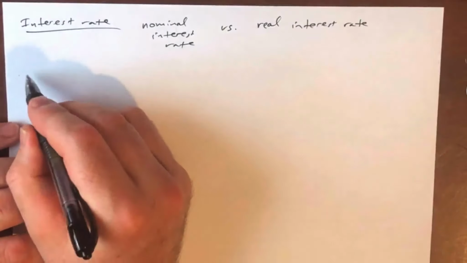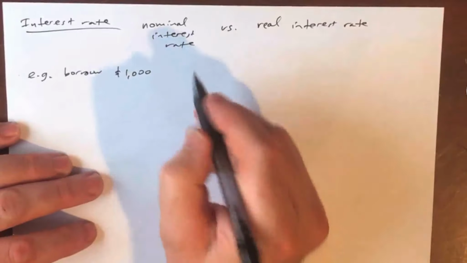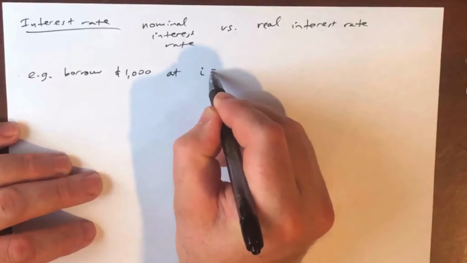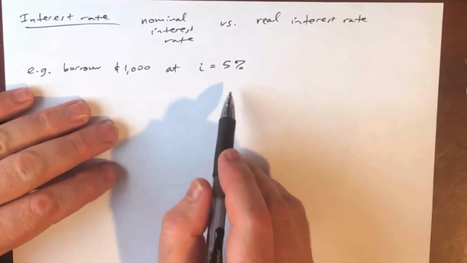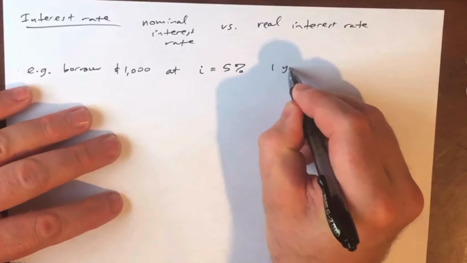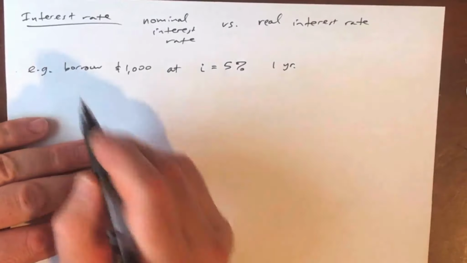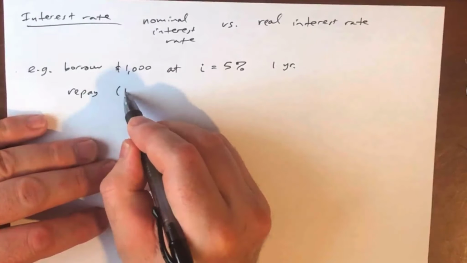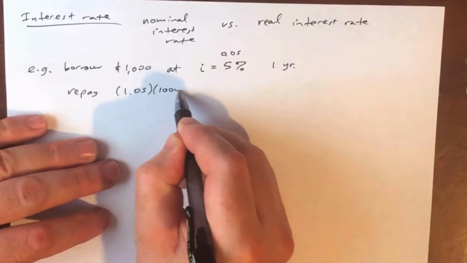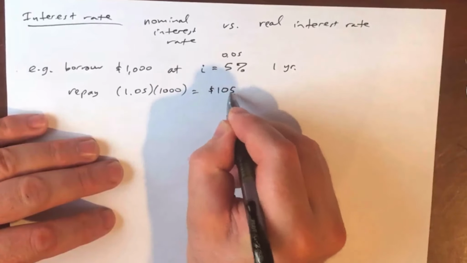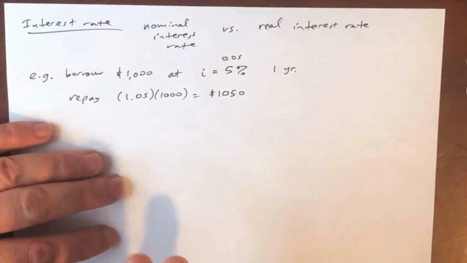Let's give an example. Let's say that you borrow a sum of money, $1,000 at an interest rate, which we'll call little i, equal to 5%. Let's just keep it simple. Let's say that the term of the loan is 1 year. You have to pay it back 1 year later. So if this is the deal, then what you have to repay is 1 plus the interest rate, so 0.05. You have to repay 1.05 times 1,000. You need to repay $1,050 in 1 year. So the thing is, the nominal interest rate.